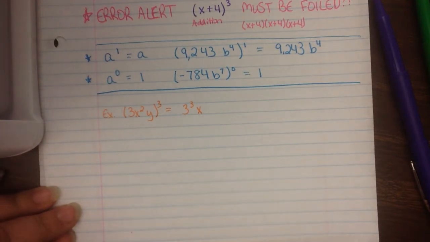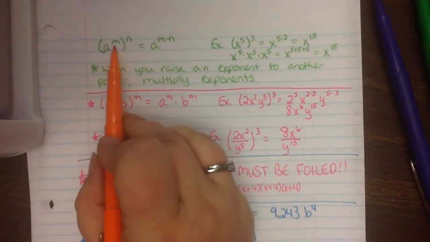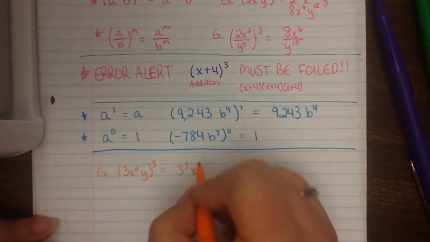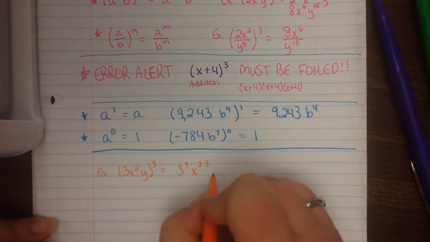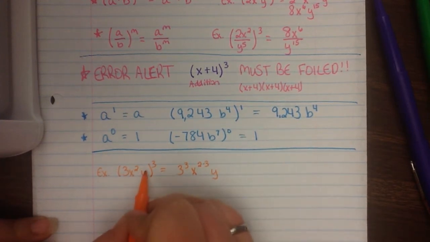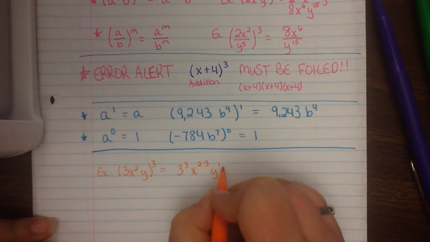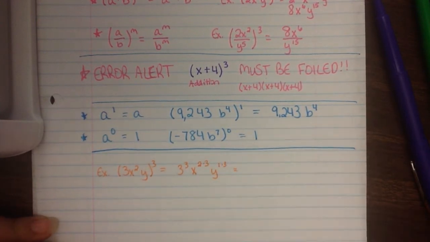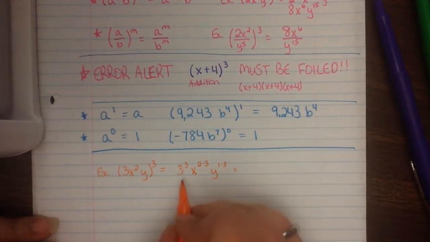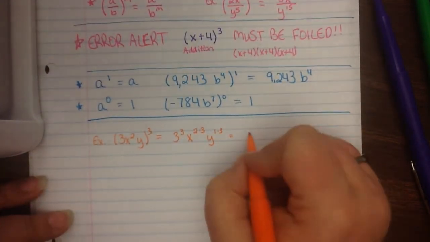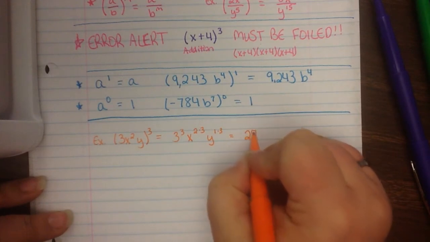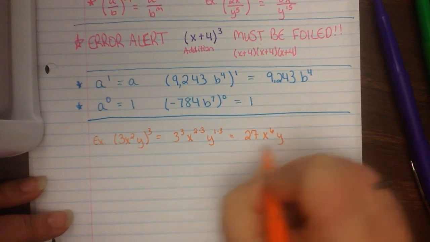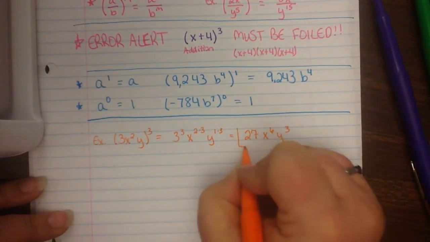Now we learned, oh no, that was up here. We learned up here, if you have a variable and you have a power to a power, you need to multiply them. So it's going to be 2 times 3. And then y, well, it doesn't have a power, but there's a 1 there. If it doesn't have a power, 1 times 3. So my answer is going to be 3 to the third. So if you can do 3 times 3 times 3 in your head, do that. Otherwise, grab your calculator to get that 27. Then 2 times 3 is 6, and 1 times 3 is 3. So that's your final answer.